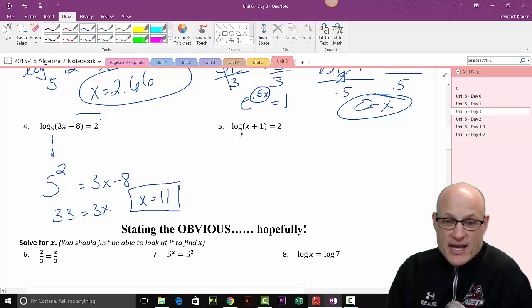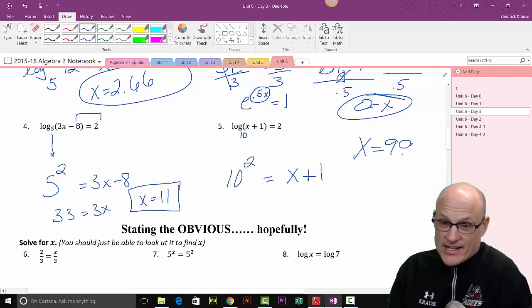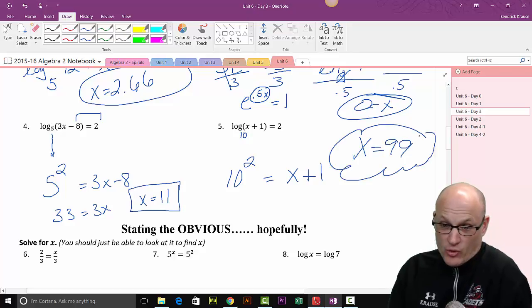Now the base here is 10. So we're going to change the form. 10 squared is equal to x plus 1. Well, hopefully you know 10 squared is 100. 100 minus 1 is 99. X equals 99.